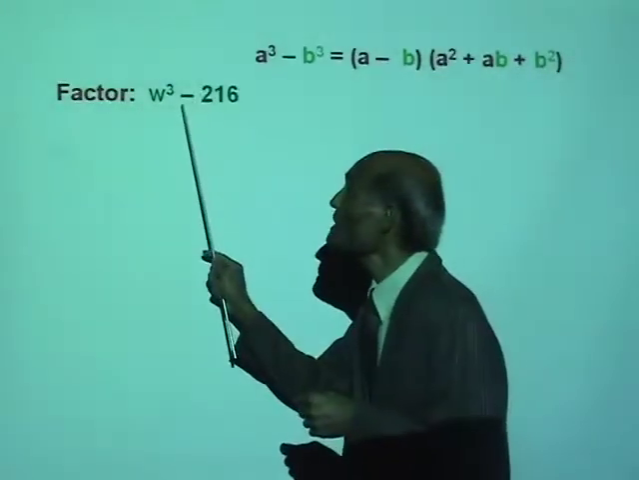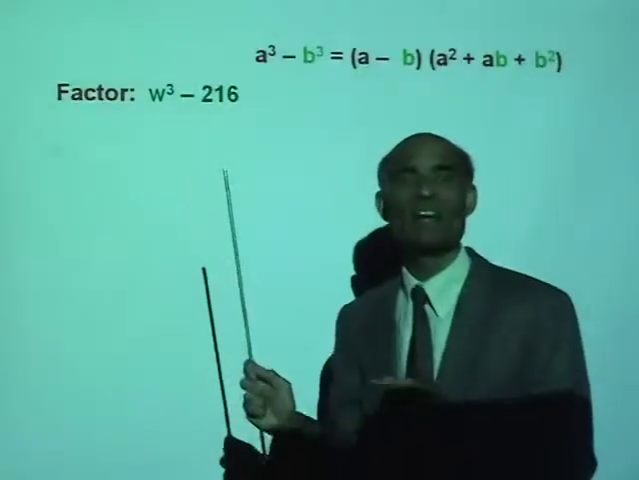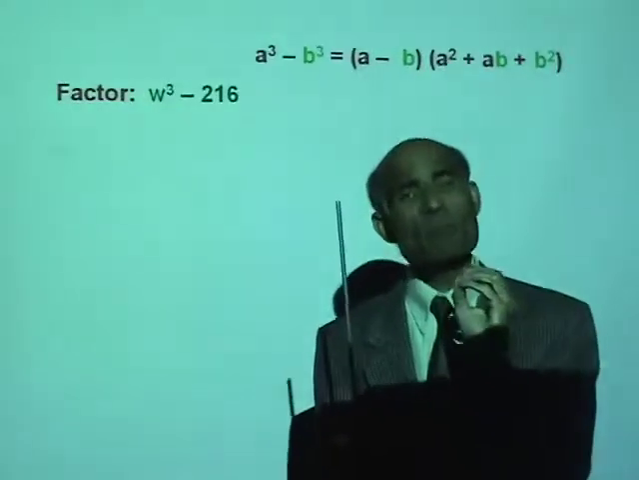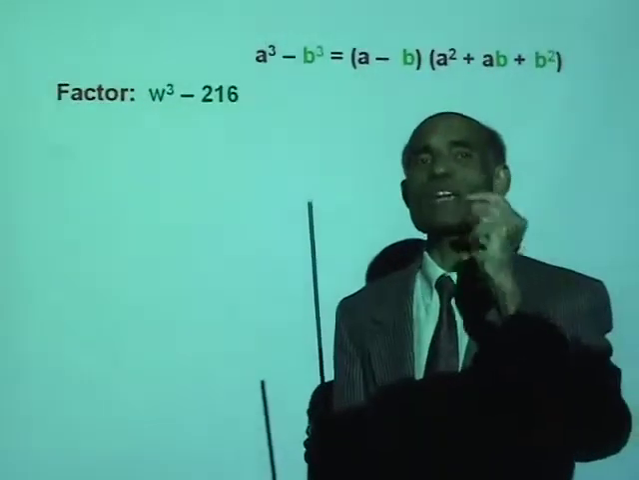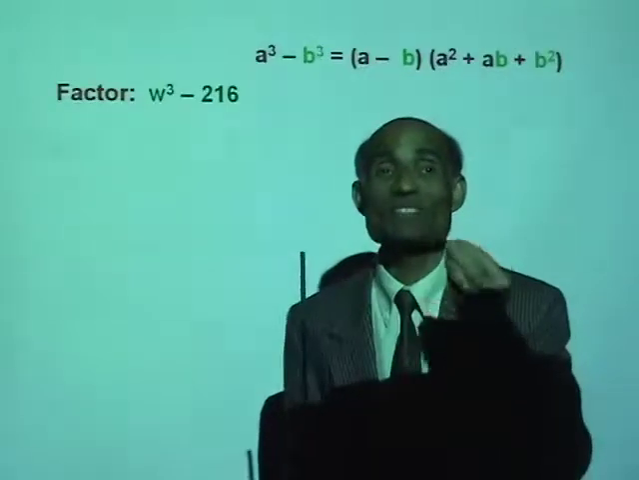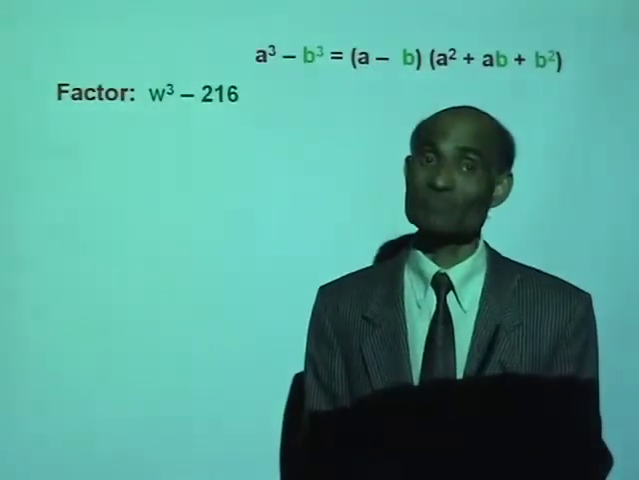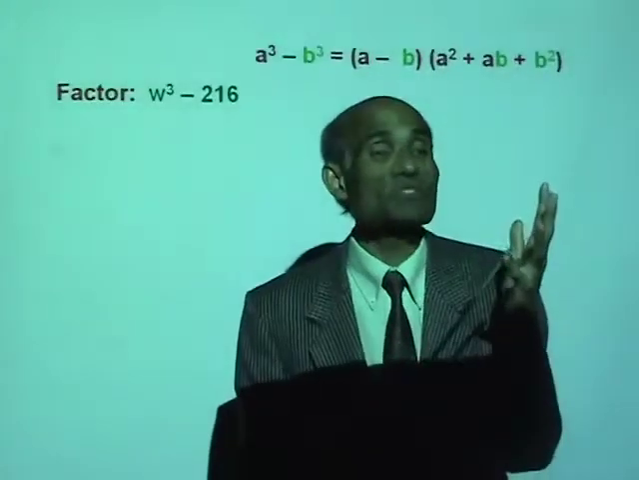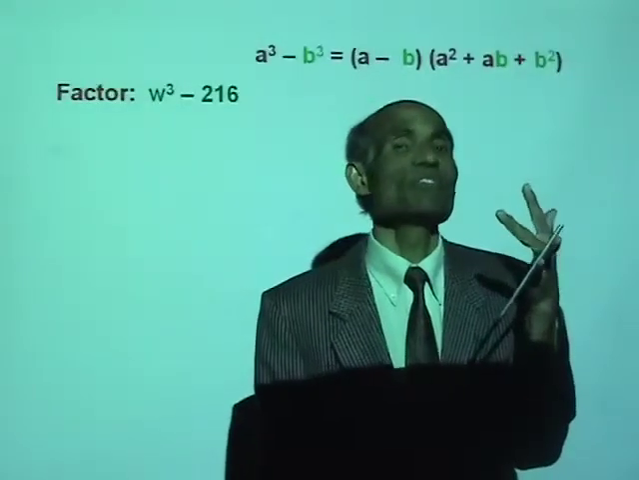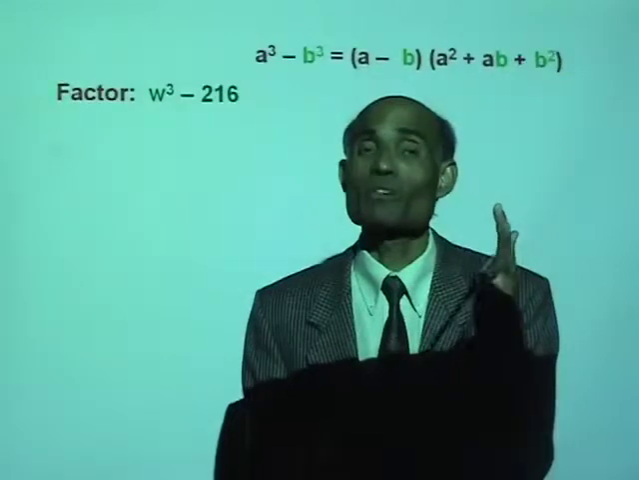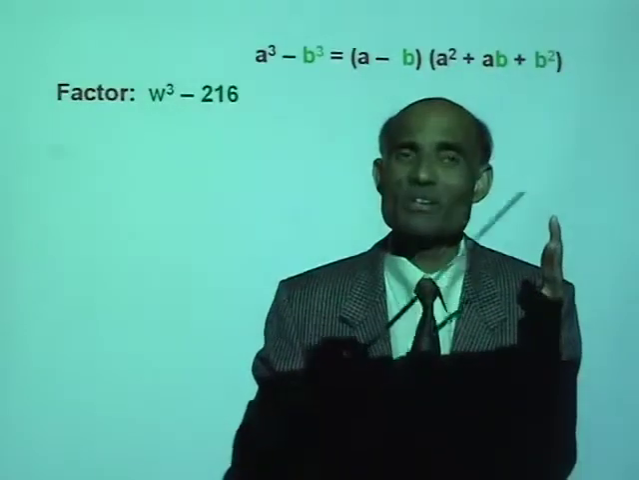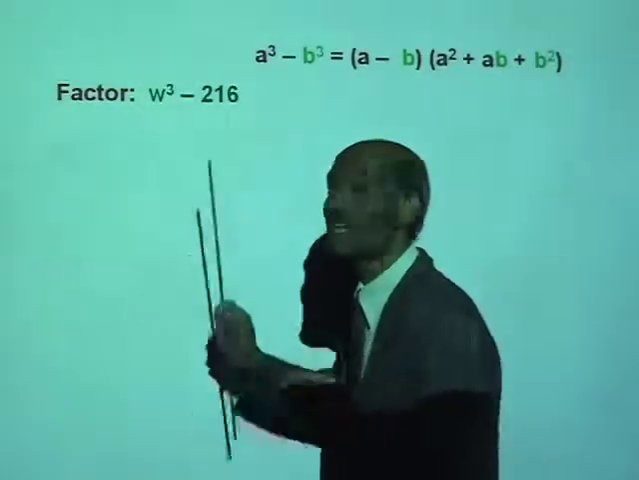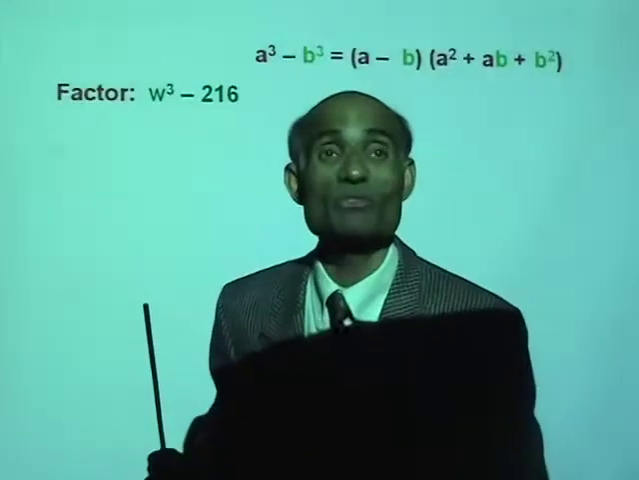Okay, first of all we need to write 216 as the third power of a number. Can you tell me what number raised to the power of 3 will give you 216? Well, the obvious candidate is 6. 6 times 6 is 36. 36 times 6. Can you do that in your mind? 36 times 6 is 216. So 216 is 6 raised to the power of 3.